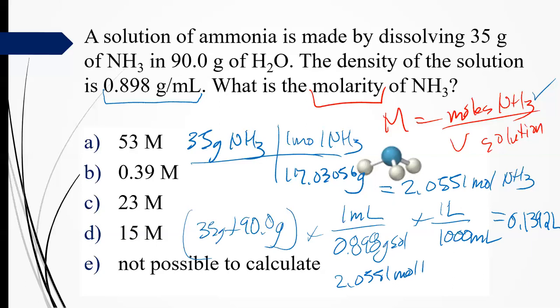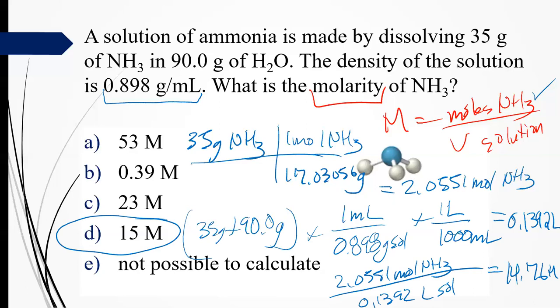And so if we take those 2.0551 moles of NH3 and divide that by 0.1392 liters of solution, we should get our molarity, which is 14.76. And so looking at our answers, we should be 15 molarity. That's why it's nice to separate them out into our parts and tackle each of those parts independently. Once we have each of those parts, then we can put them together at the end. Sometimes it's easier to do and fewer mistakes than if we try to do both of them at the same time.